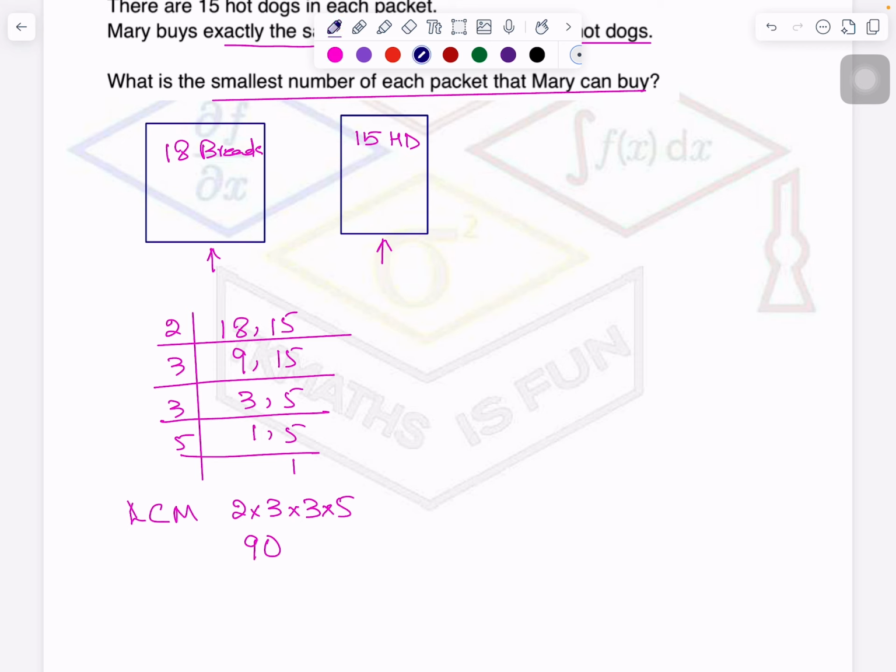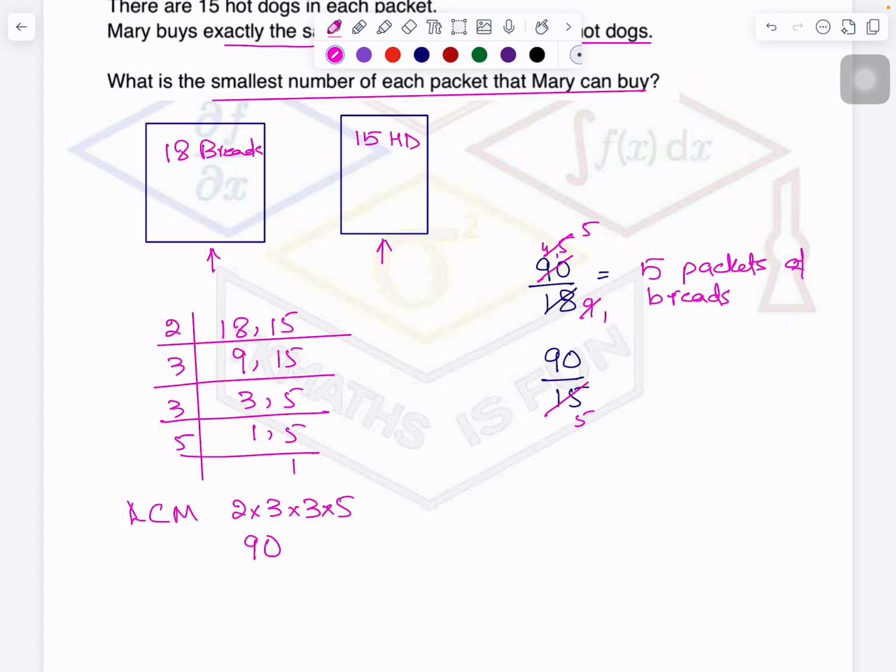So now you have to divide 90 by 18 and you have to divide 90 by 15. Then you will know exactly. So you need to do division here. How can you do it, by the way? 2 9s are 18, 2 4s are 8, 2 5s are 10, 9 1s are 9, 9 5s are 45. So she can buy 5 packets of bread. Yes. And what about hot dogs?